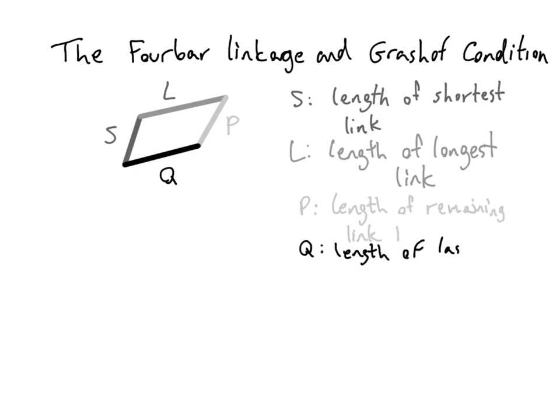the names that we gave the length of the remaining links. So one is named L, one is named P, one is named Q. It does not matter which is which, because we're going to use these 4 numbers to classify our linkages.